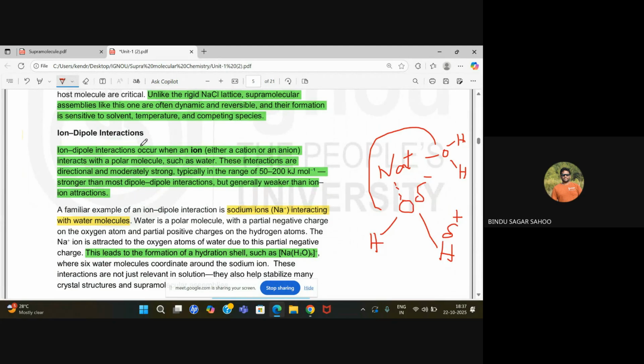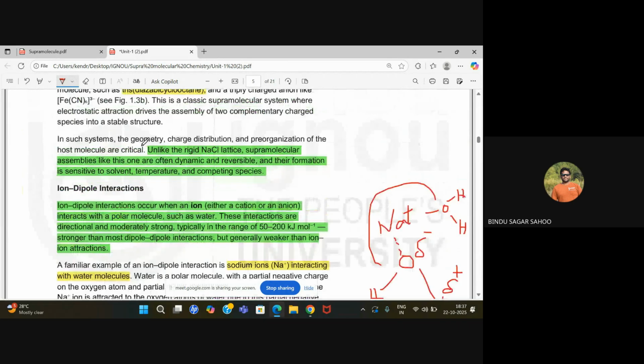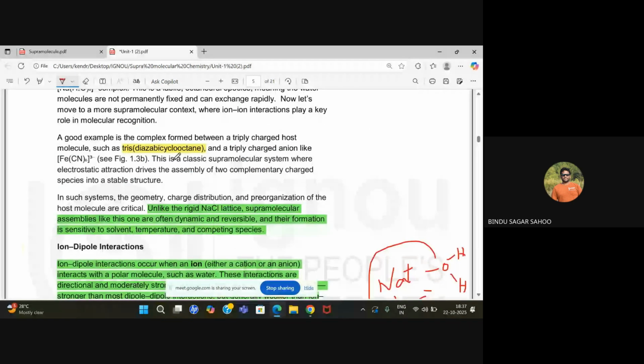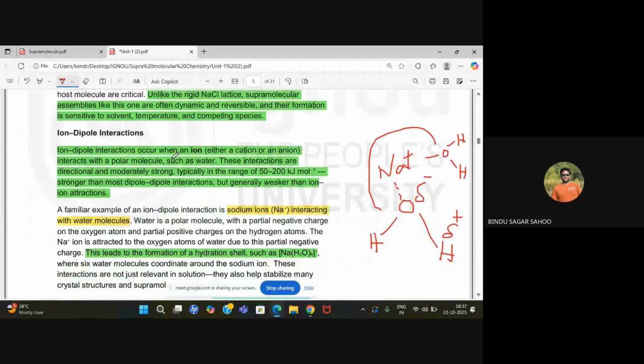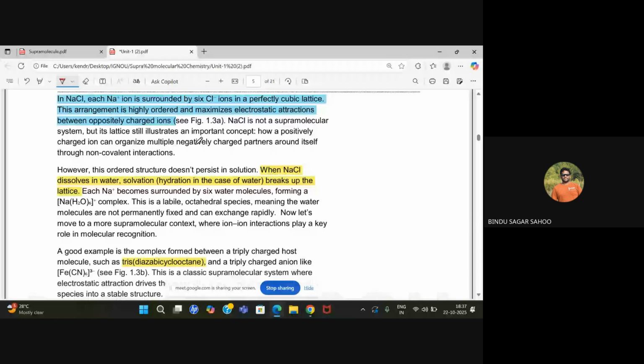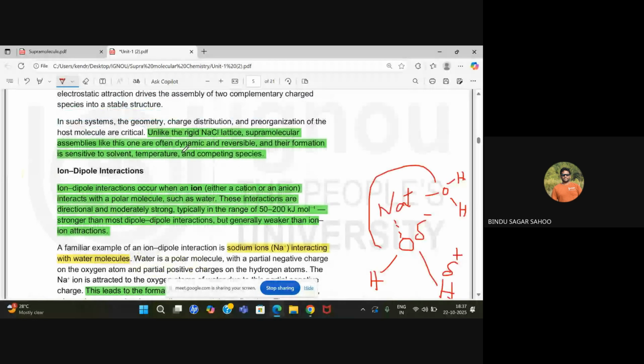Okay, so it is not as strong as the ion dipole interaction, but it is also a moderate strength type of interaction. If you compare ion-ion interaction and ion dipole interaction, ion-ion interaction has larger strength, and ion dipole interaction has moderate strength. Its strength range is 50 to 200 kilojoule per mole.